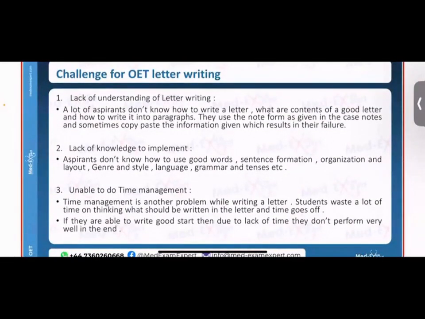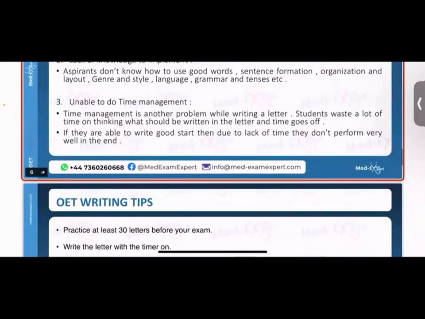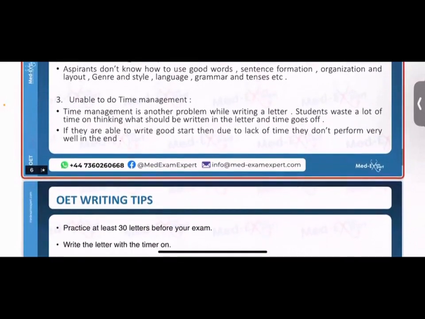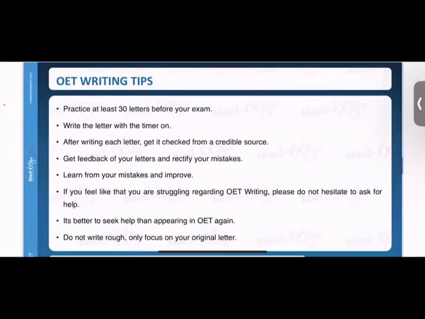So when she looked at the watch or the timer, there were just 10 to 15 minutes left for the letter writing, and even after writing that rough part, she had no idea what to write in the letter. The result was the same as her expectation. She got, I think, C plus or C, something like that. So time management is also a very big challenge for a lot of aspirants.